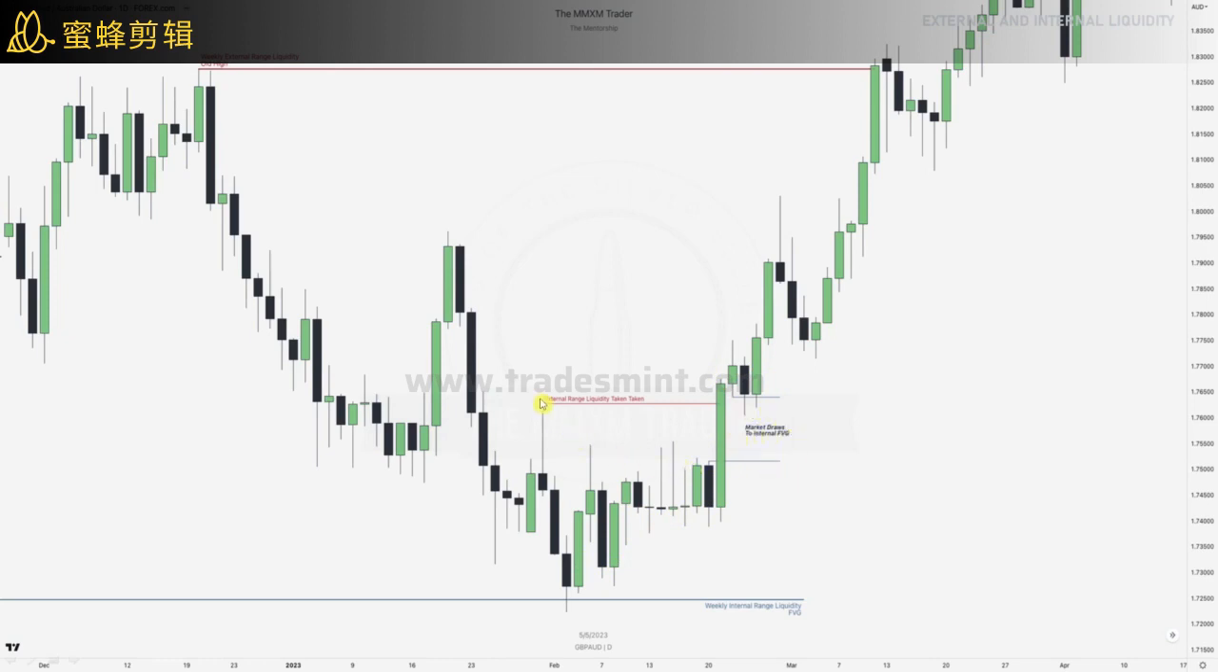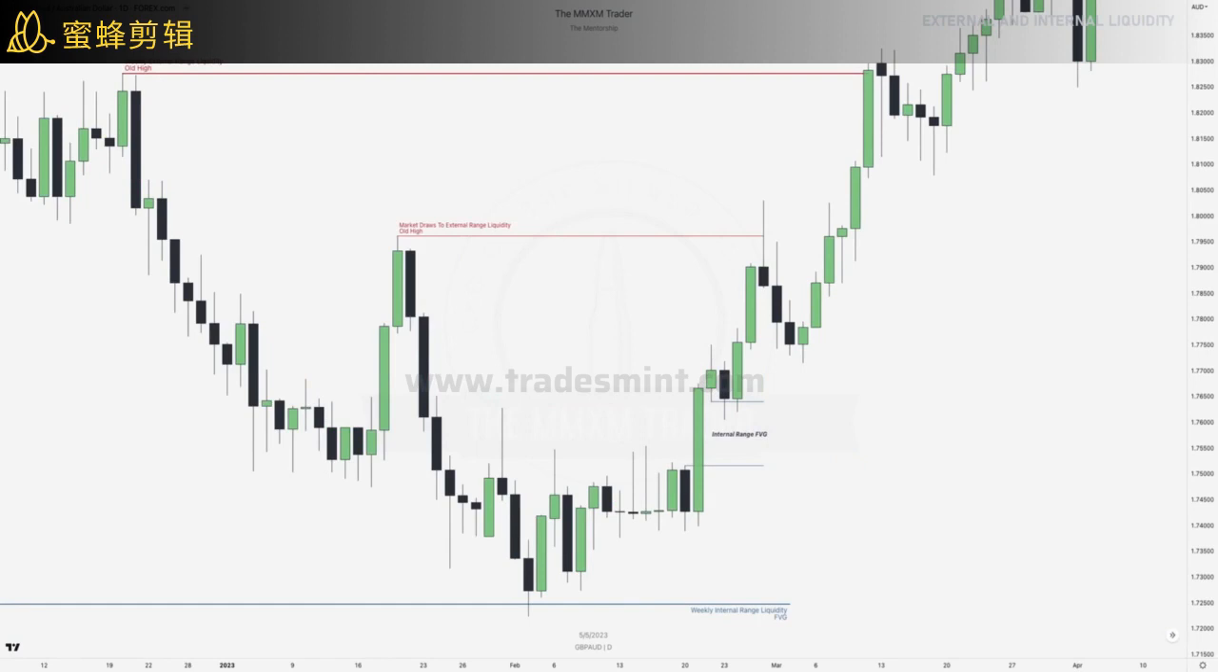So again, we go from external over here. Where do we want to go? We have internal, right? Back into internal. And after we hit that internal, where do we want to go? External again, right? So we have this old high up here, which is external range liquidity. And you might think, well, wait a minute, I thought this was external range liquidity, right? But in this whole bigger range, every swing high or swing low is external range liquidity.